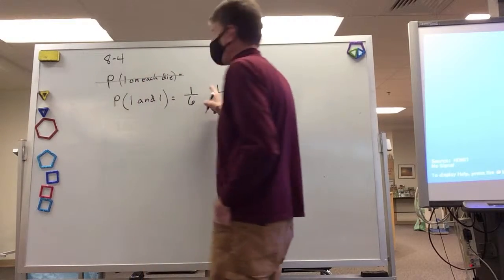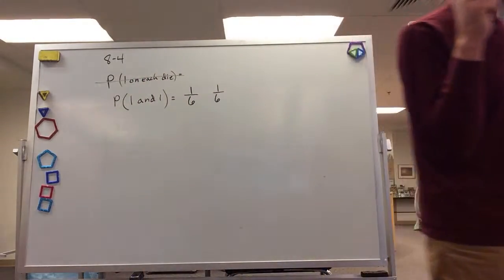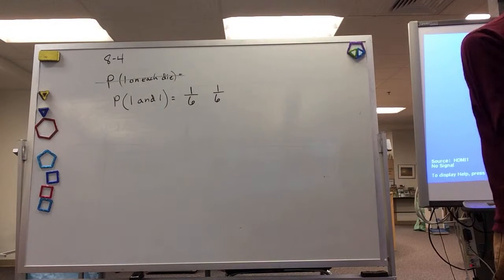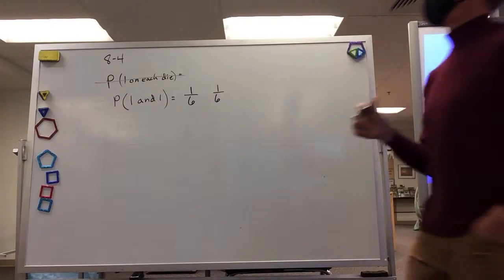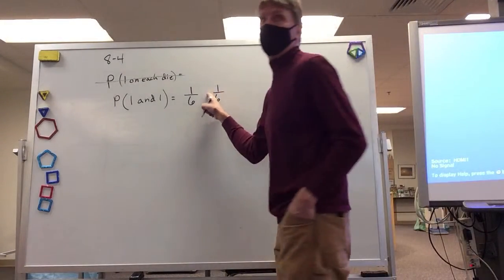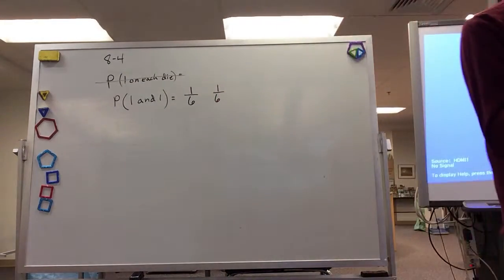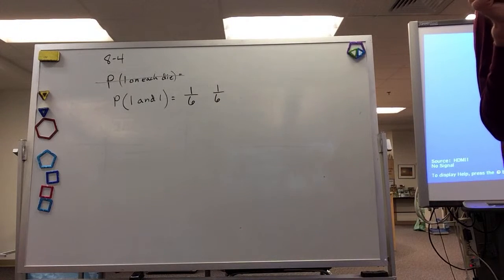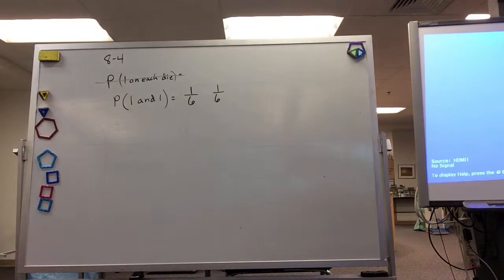So we certainly have 2 different die, don't we? And each one of those die individually has a 1/6 chance of getting a 1. Is that right? So some of you are saying add, and then some of you are saying multiply. Did any of you draw a picture of this? No. I started.